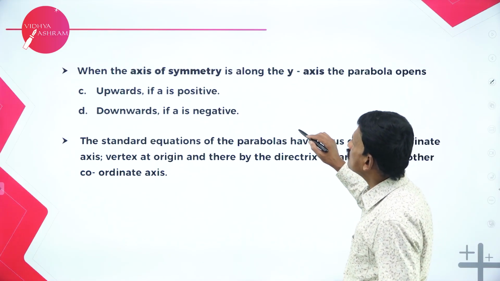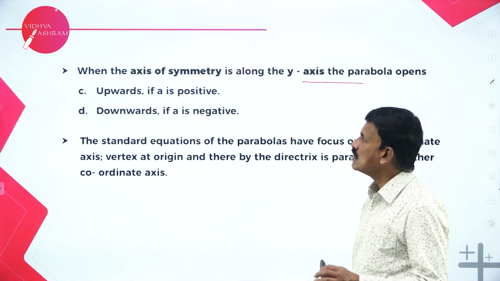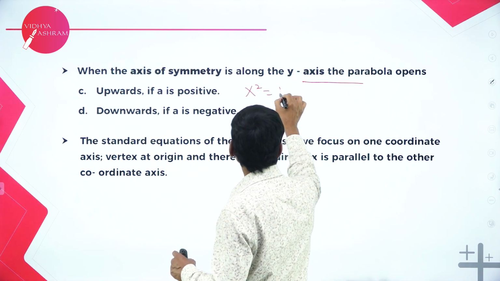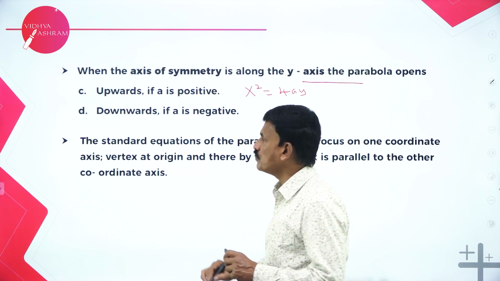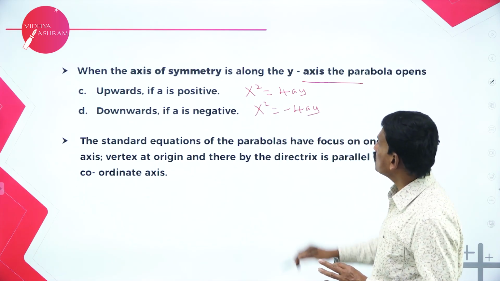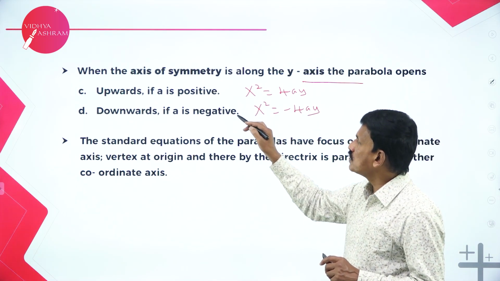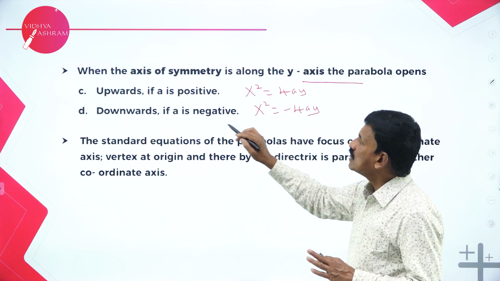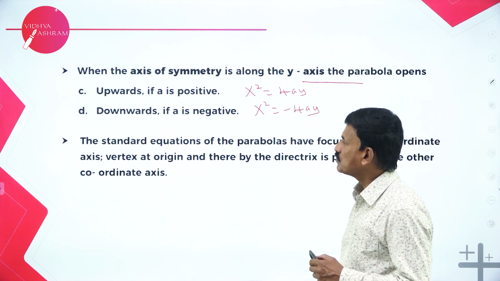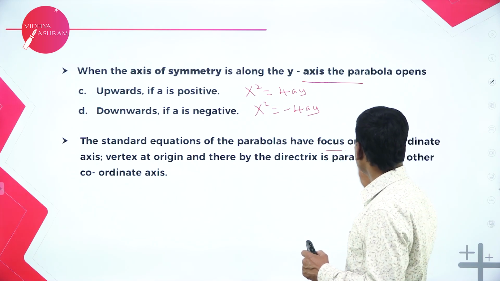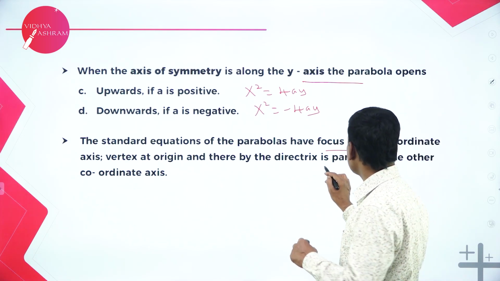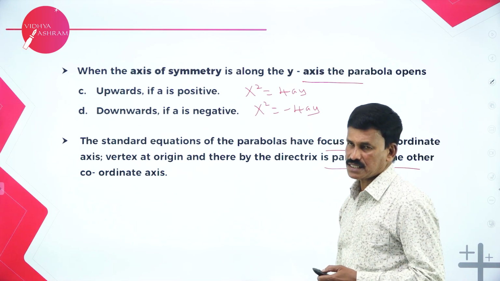Similarly, when the axis of symmetry is along the y-axis, then the parabola opens upwards or downwards if a is positive or negative. So, x square is equal to 4ay opens upwards, and x square is equal to minus 4ay opens downwards, right. The standard equation of the parabola has the focus on one coordinate axis, vertex at the origin, and thereby the directrix is parallel to the other coordinate axis, right.